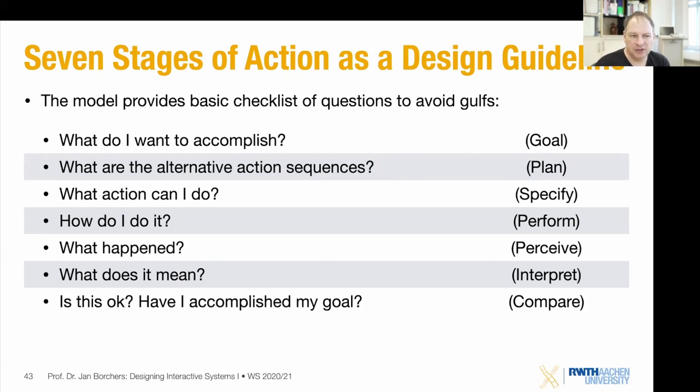So each of these stages will require its own design strategies, but this is a good way to understand why we're telling you about the 7 stages of action. It's not just to have a model. The model would be useless for us in HCI, in interaction design and usability, if we couldn't use it to derive from it certain questions and processes that we can use to do a better job in designing user interfaces.